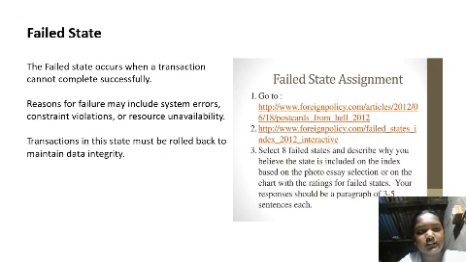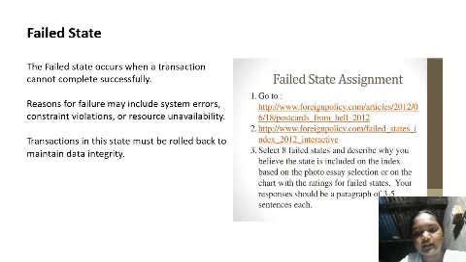The failed state occurs when a transaction cannot be completed successfully. Reasons for failure may include system errors, constraint violations, or resource unavailability. Transactions in this state must be rolled back to maintain data integrity.